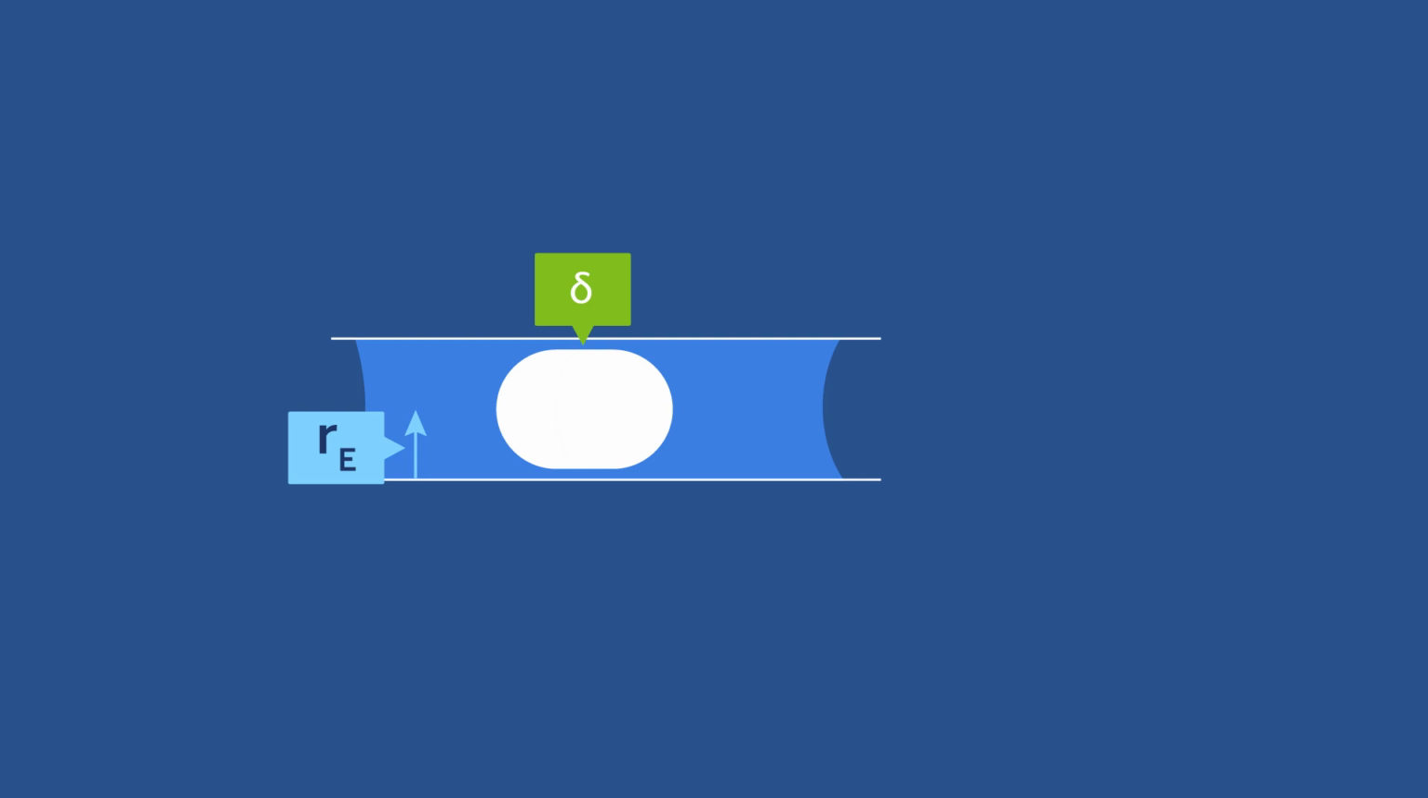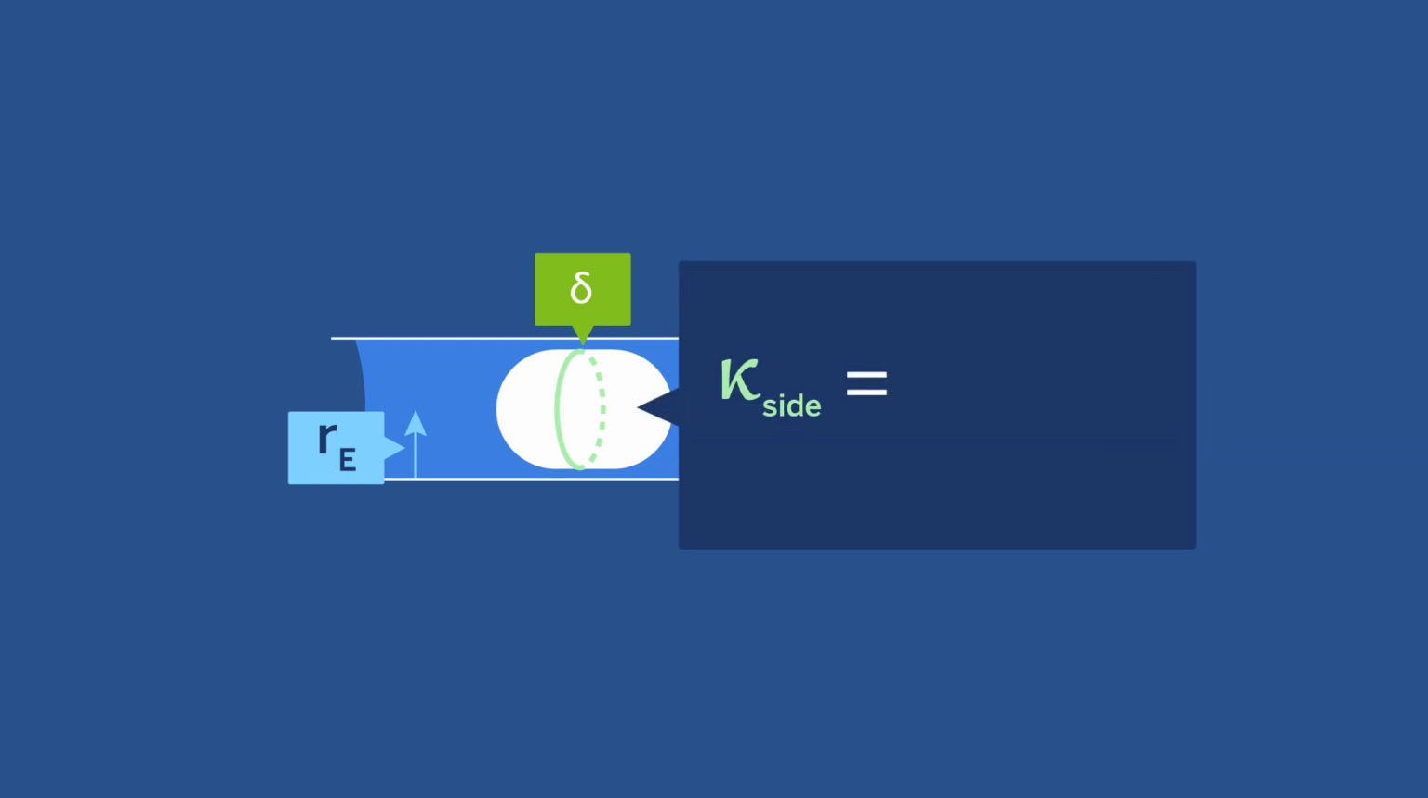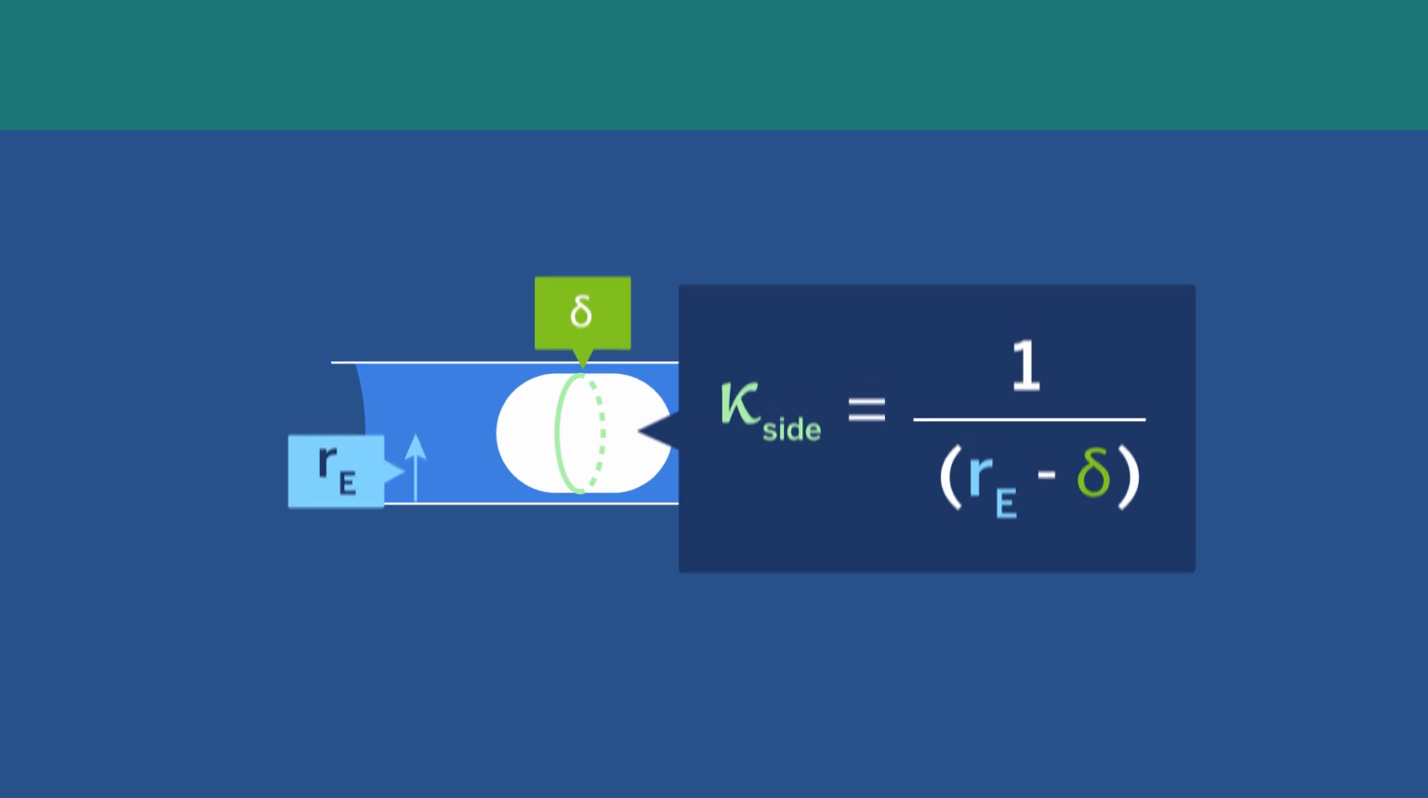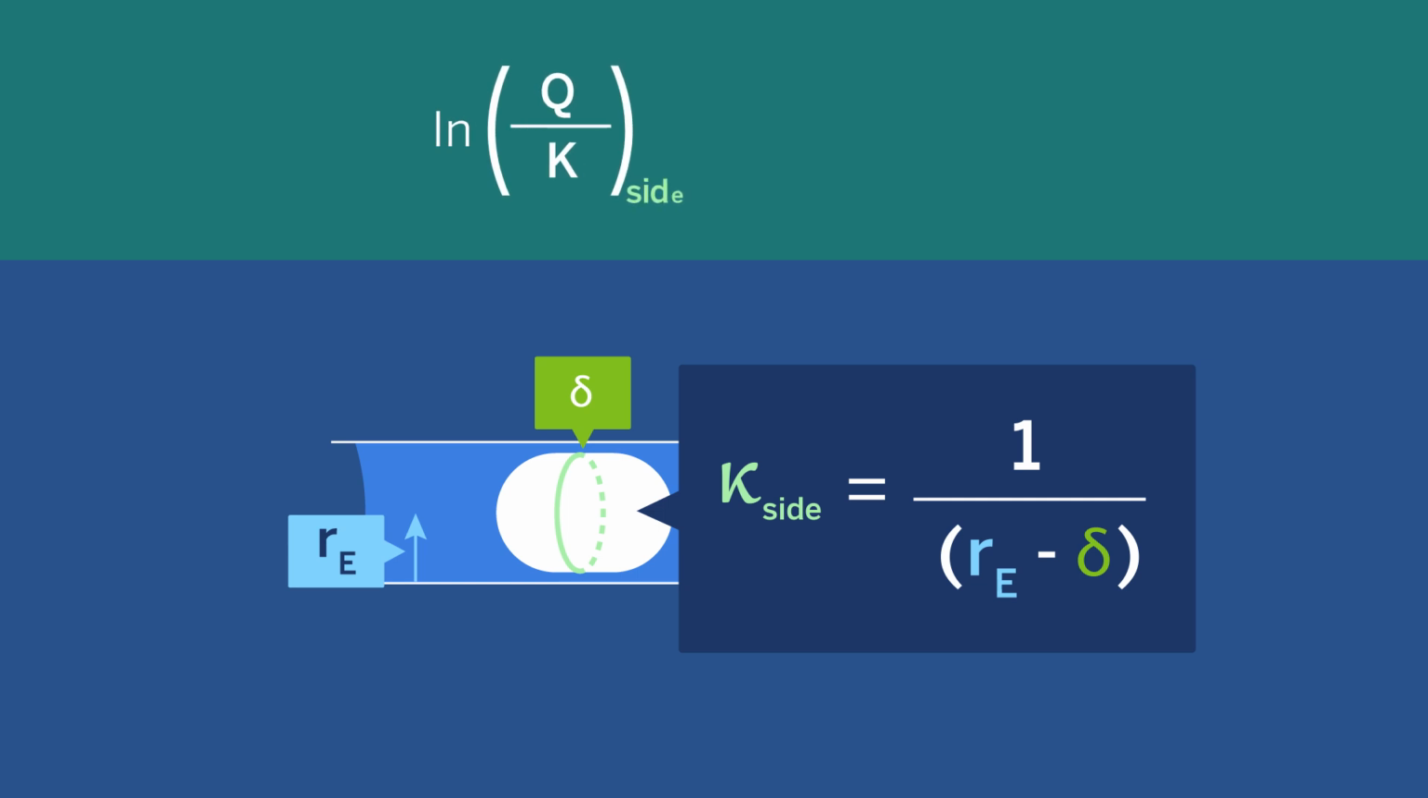The curvature on the sides of the crystal is that of a cylinder, half as large as that of the sphere, so that kappa side is equal to 1 over (Re minus delta). That surface would be in equilibrium with a solution of lower supersaturation, such that the logarithm of the supersaturation at the side would be equal to gamma_CL V_c over RT times (Re minus delta).